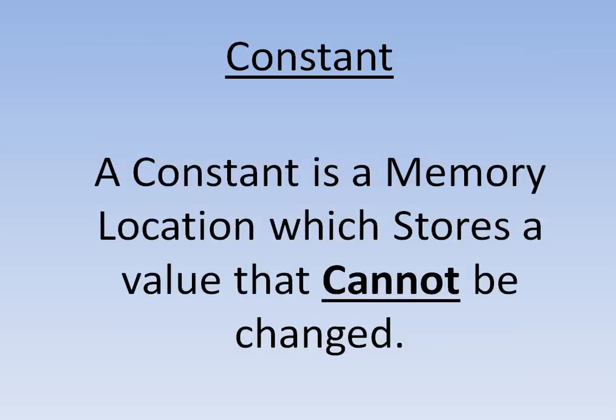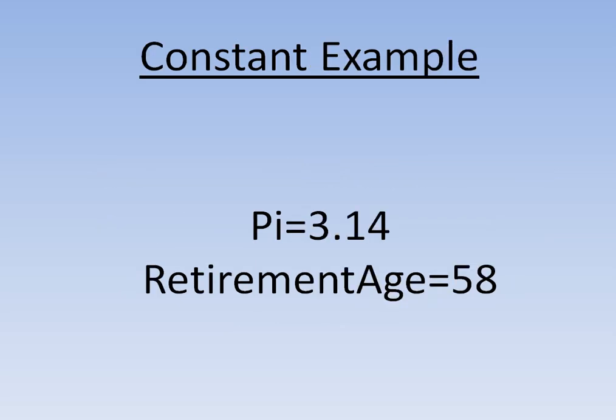Let us first look at a constant. A constant is a memory location which stores a value that cannot be changed. It is a value which is constant throughout the life cycle of a program. Let us take an example. Pi, the value is 3.14. The retirement age is 58.